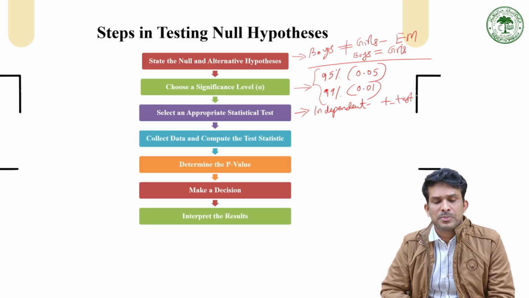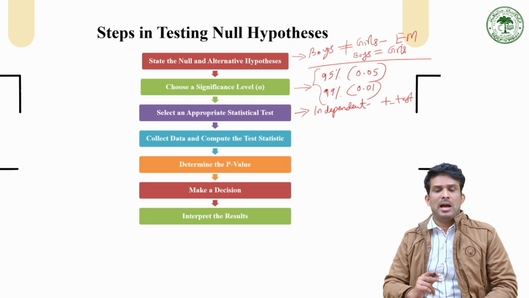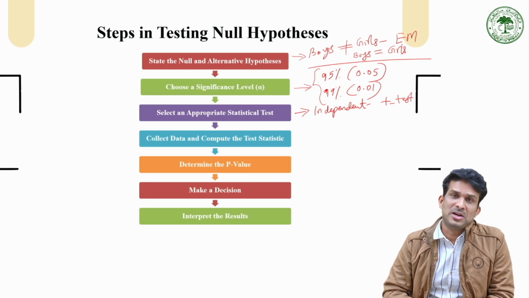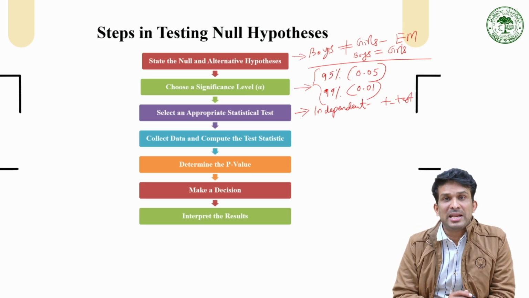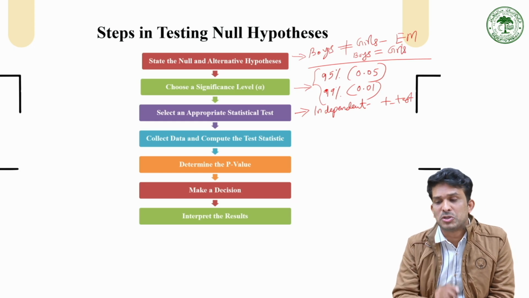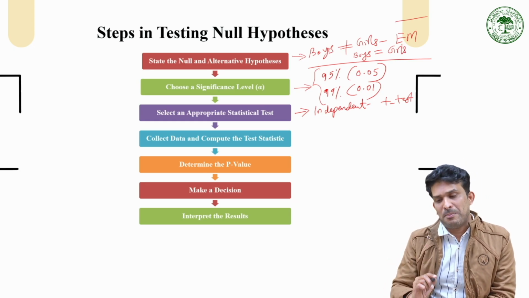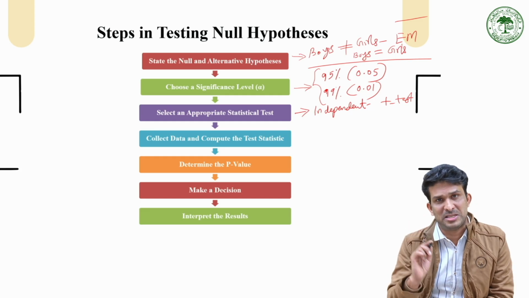Got an idea? Now collect the data and compute the test statistics. Once you decide everything, now with the appropriate tool on emotional maturity, collect the data from the sample, because you have mentioned that it is independent sample data.